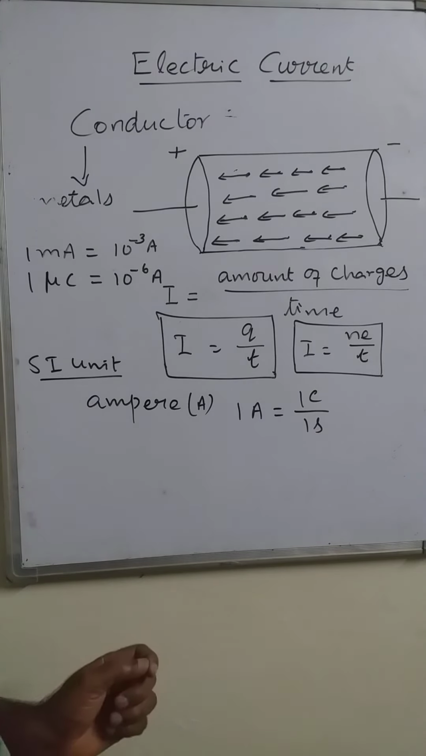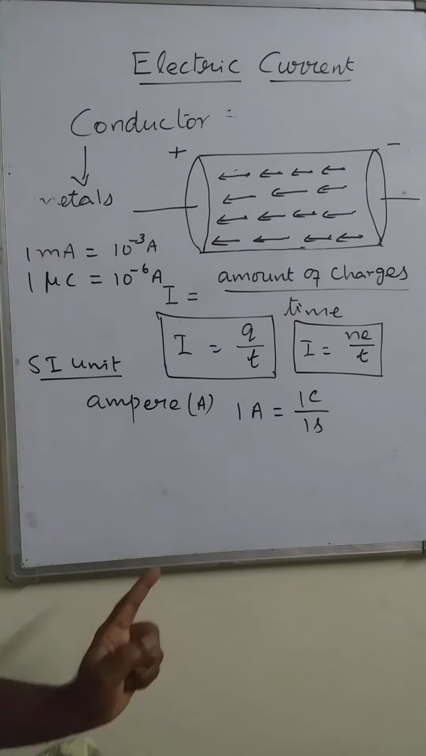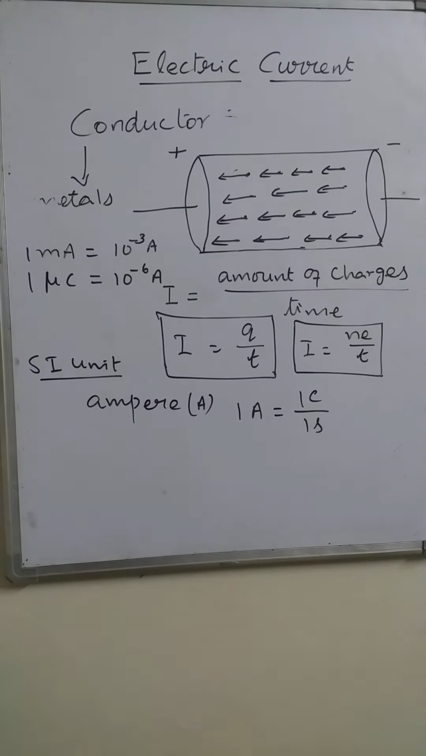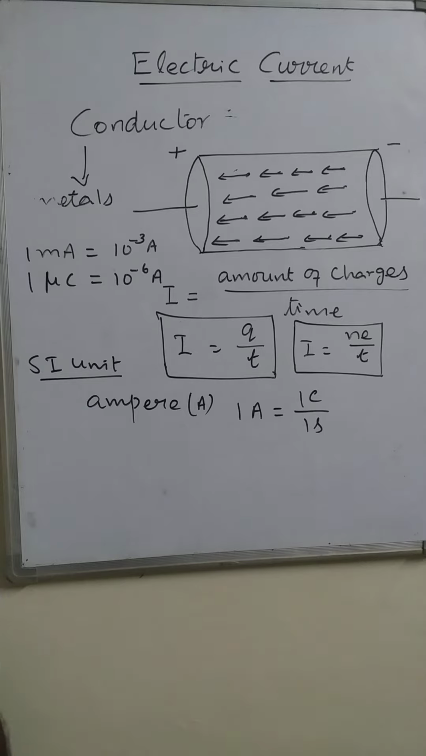This electric current flows through any conductor whenever we connect an external source across it. Whenever an external source, a cell or battery, is connected across any material, then definitely the electric current flows.